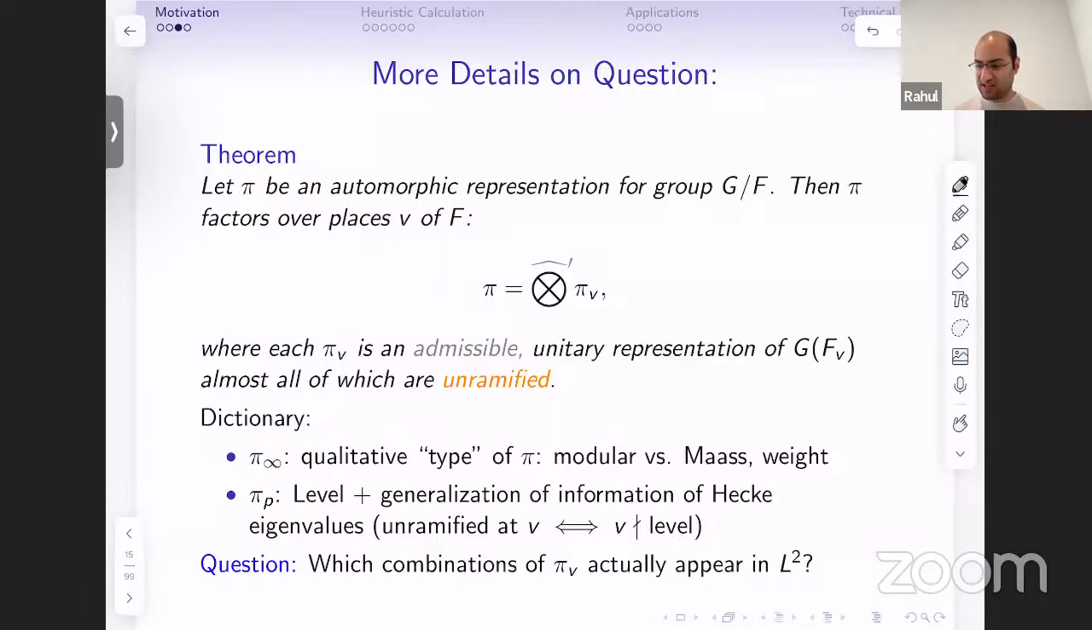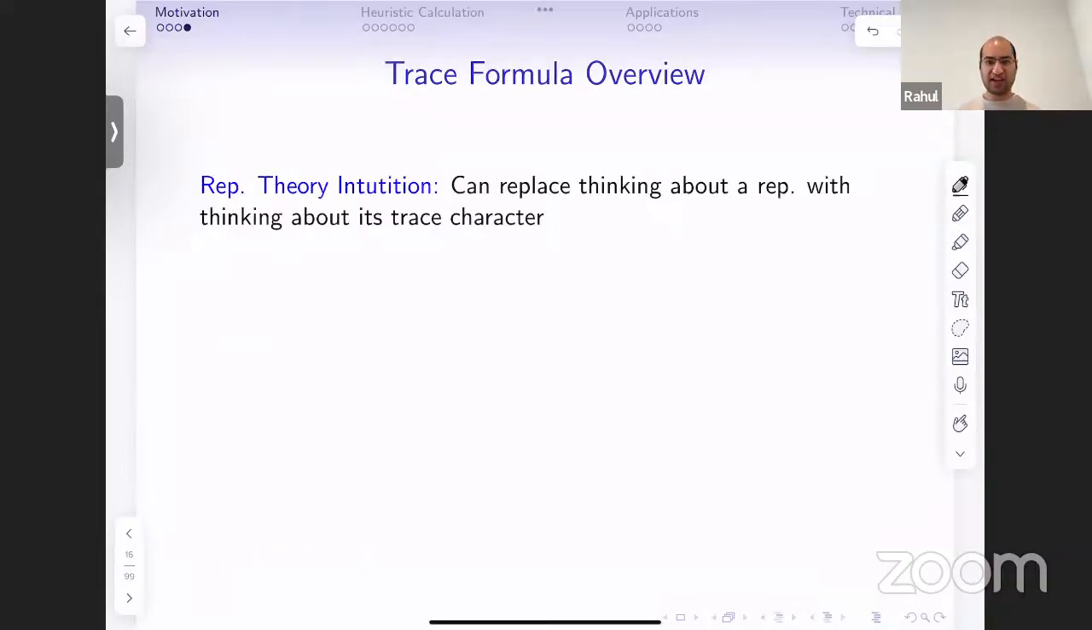Now let's talk about where the trace formula comes in. We want to try to answer this key question, and we're going to start with a piece of representation theoretic intuition that maybe you learn when you first start studying representations of finite groups. That intuition is that if you want to answer a lot of questions about the representation, you can think about the trace character of the representation instead. For a representation of a finite group, if you know the trace of the representation against every element of the group, that basically encodes almost all of the information that you would care about.